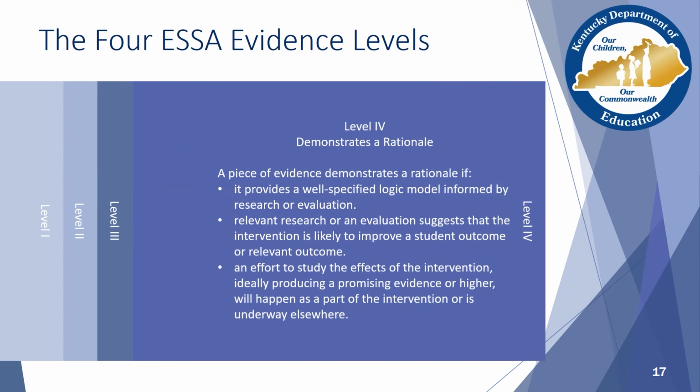Level 4 demonstrates a rationale. A piece of evidence demonstrates a rationale if it provides a well-specified logic model informed by research or evaluation. Relevant research or an evaluation suggests that the intervention is likely to improve a student outcome or related outcome. An effort to study the effects of the intervention, ideally producing promising evidence or higher, will happen as a part of the intervention or is underway elsewhere.